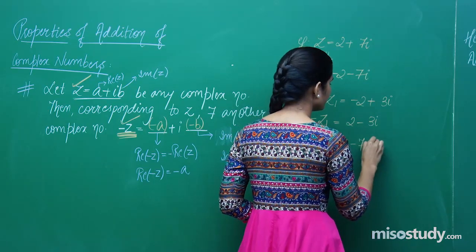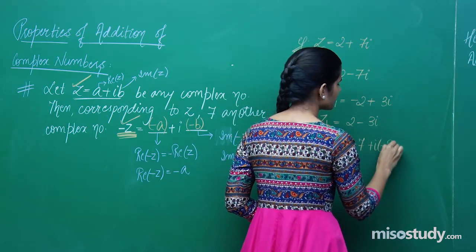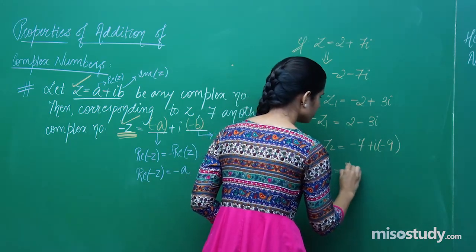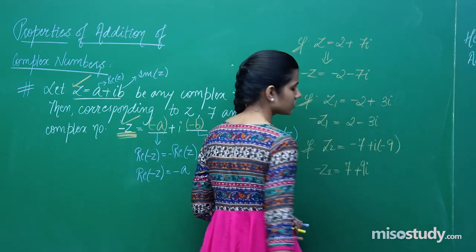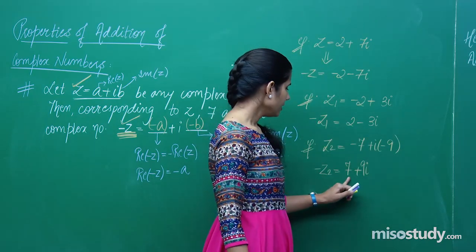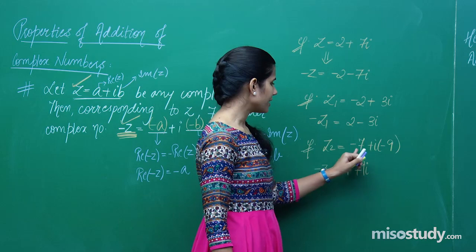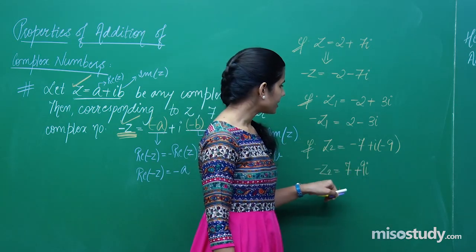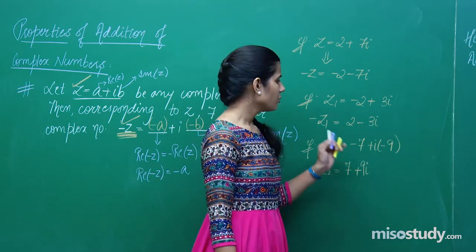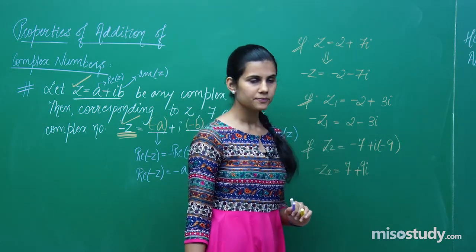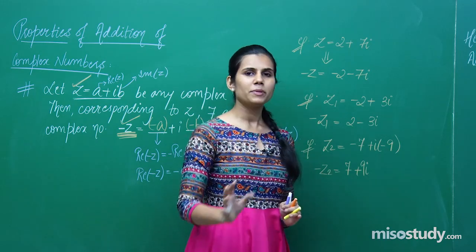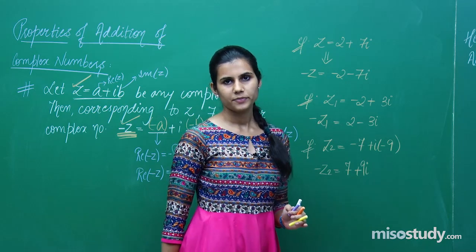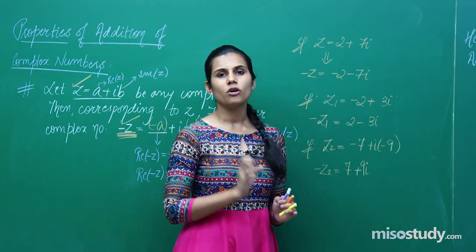And if you have say minus 7 plus iota times minus 9, in that case minus z2 will be equal to 7 plus 9 iota, because in this way real part of minus z2 is minus of real part of z2, minus of minus 7 is 7, and imaginary part of minus z2 is minus of imaginary part of z2, which is minus of minus 9, which is 9. So this is how, corresponding to any complex number you pick up, there exists another complex number which is its negative. What is the role of this particular complex number?